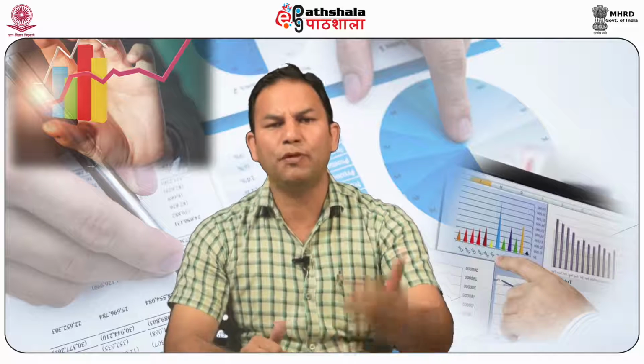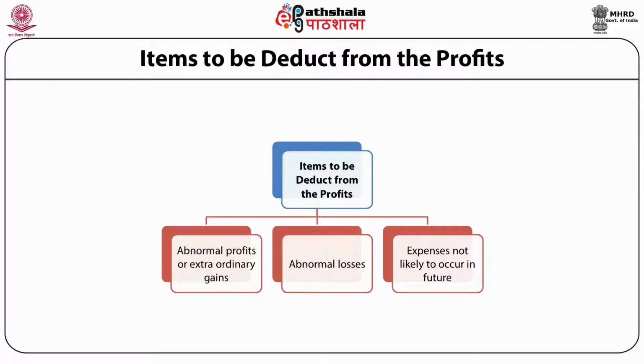For example, provision for doubtful debts, additional depreciation, etc. This figure shows the items to be deducted from profit. Abnormal profits or extraordinary gains should be deducted from profit. Further, expenses likely to occur in future should also be deducted from profit while calculating profit for the purpose of valuation of goodwill. Abnormal profits or extraordinary gains arise due to abnormal reasons, not due to the normal course of business. That's why these are deducted from the profit.